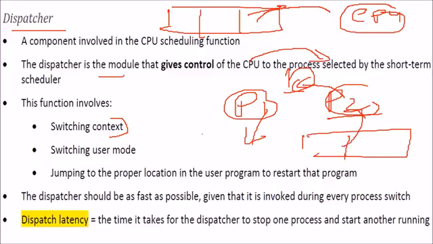The dispatcher has to be as fast as possible, because it is invoked for every process. As we said, the long-term scheduler has low frequency and the short-term scheduler has very high frequency, but the dispatcher, along with being high frequency, has to have very low latency. That is the dispatch latency, the time it takes for the dispatcher to stop one process and start another running. We want it to be as minimum as possible.